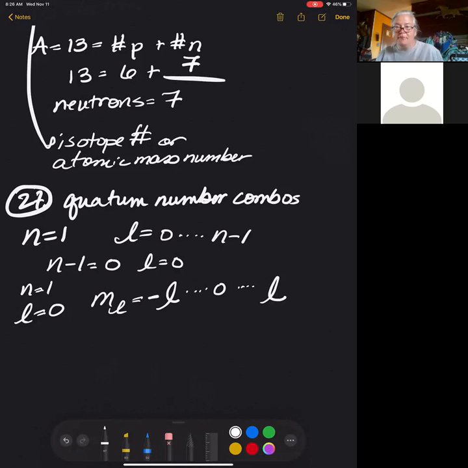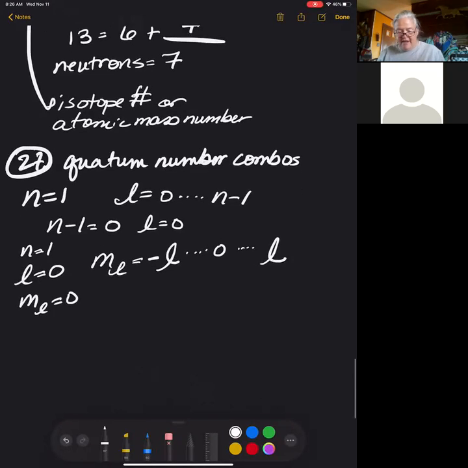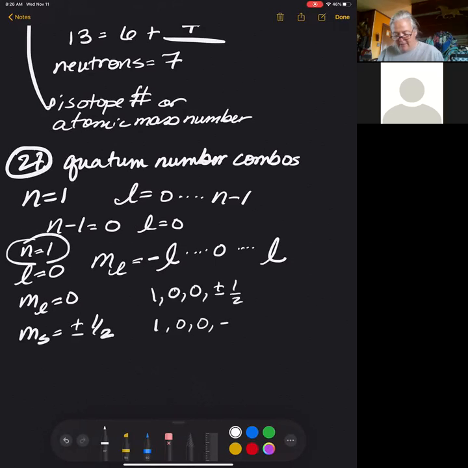So if L is 0, the only possible value for M sub L is also 0. Then M sub S doesn't depend on anything else. It's just chosen to be plus or minus 1/2. So in this ground state of hydrogen, there are 2 possible substates: 1, 0, 0, plus 1/2, and 1, 0, 0, minus 1/2. So there are 2 slots or 2 states for an electron to be in.